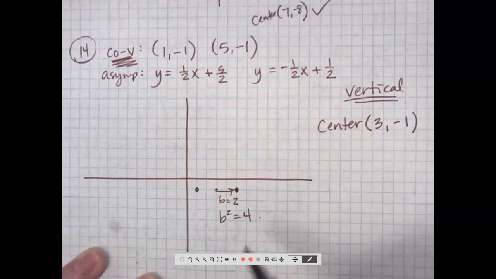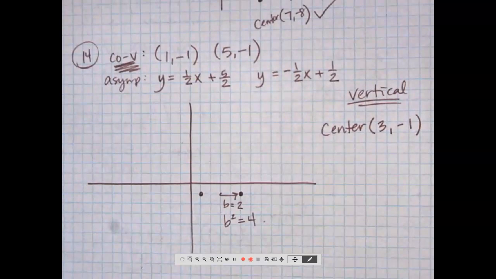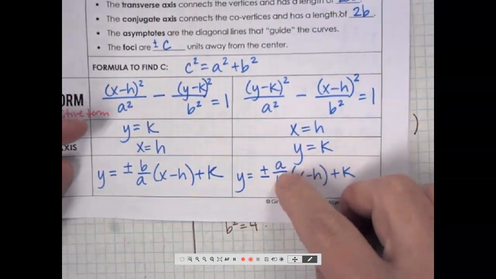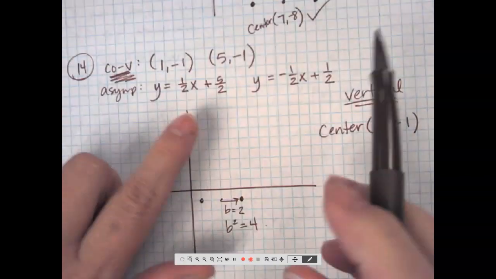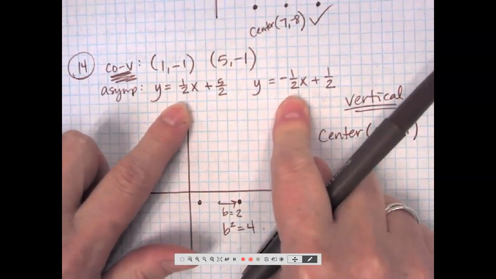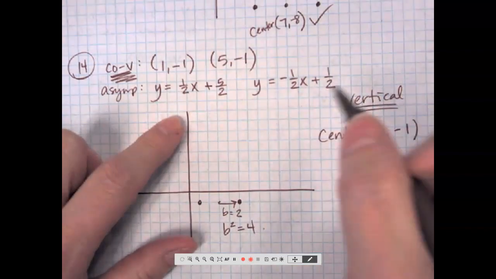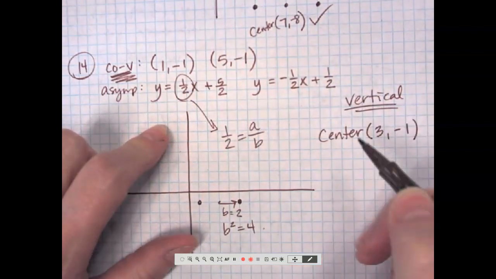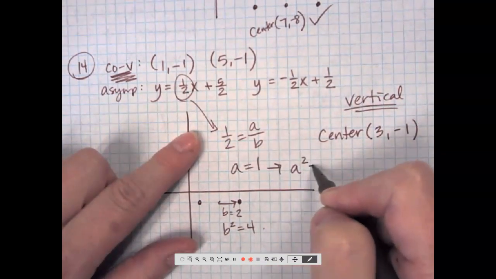Okay, so I have my center point. I have B. Now, look at this. Go to the other piece of information that was asymptote. Remember we said it was vertical. Asymptotes are right there. So guess what? That slope that we're looking at is A over B. So the slope is 1/2 and negative 1/2. So what's A? 1. What's B? 2. So we know because of this 1/2 being A over B, I already found out that B was 2, so A is 1. A squared is also 1.